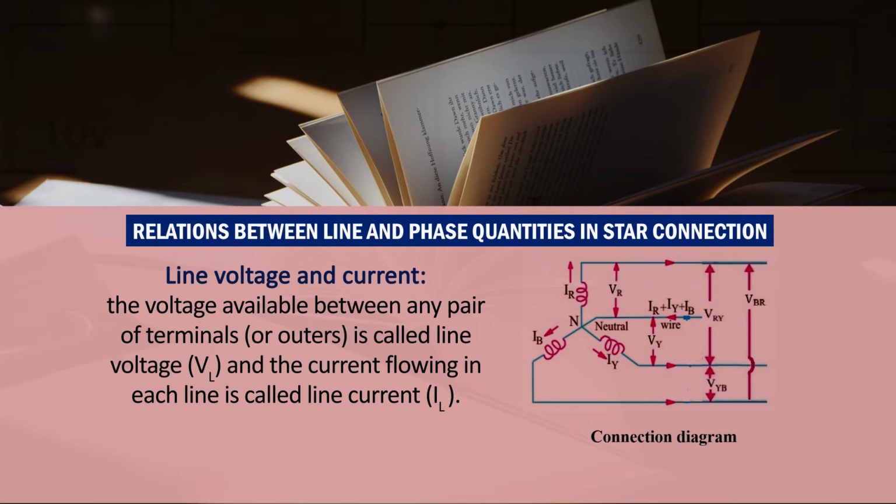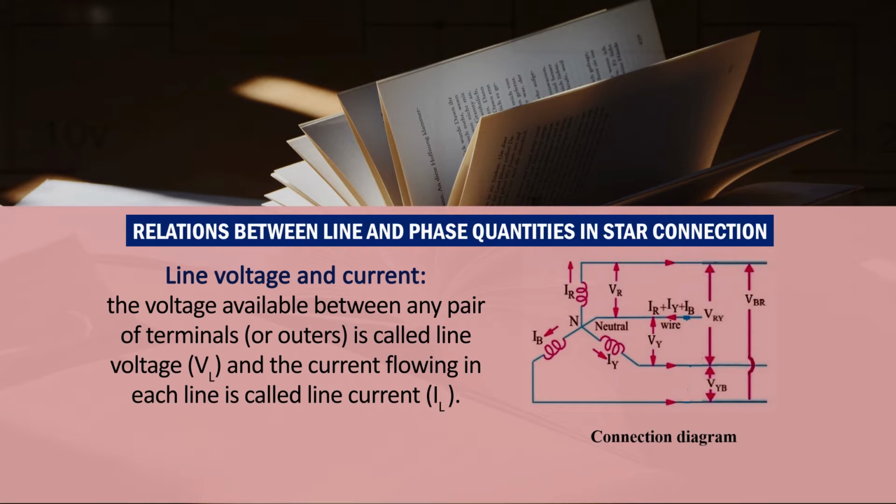So here you can see that in R phase, a current IR is flowing. That means this phase current is equal to the line current. Similarly, in Y phase, a current IY is flowing. This current is again equal to the line current. And in B phase, the current IB is flowing. This phase current is equal to the line current.